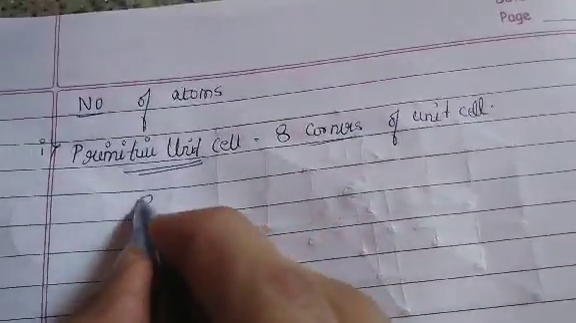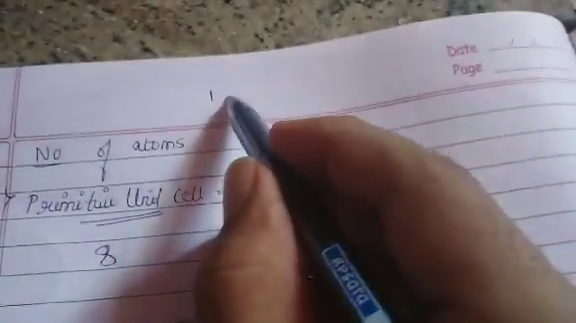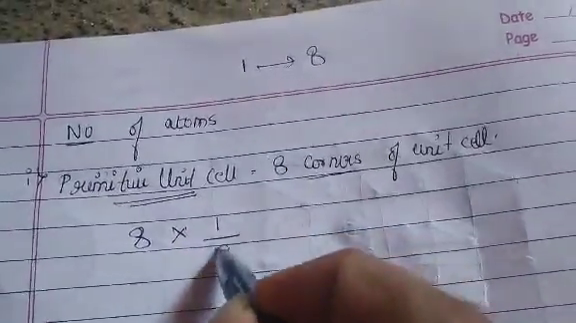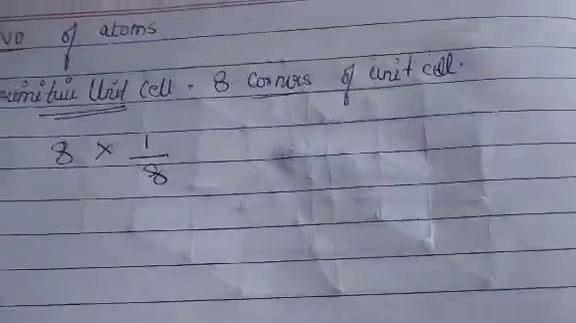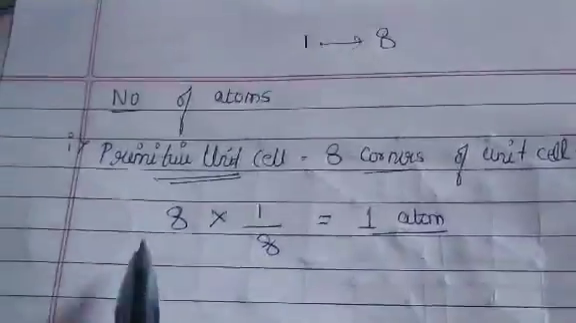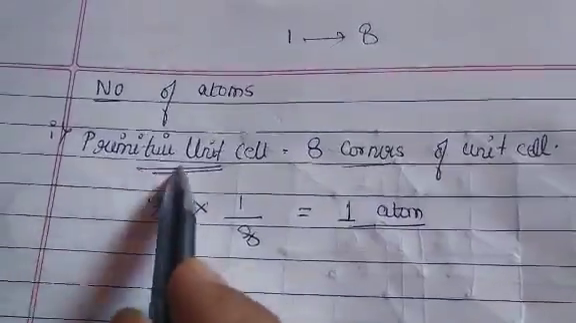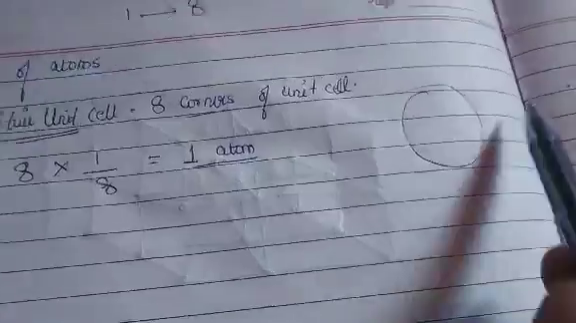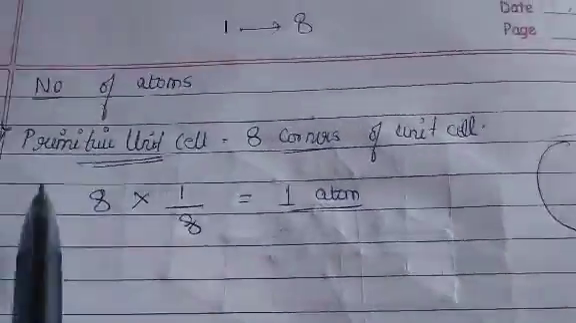We know that in a primitive unit cell there are 8 corners. If one corner is bonded with respect to 8 unit cells, then such 8 corners give 8 into 1/8. That gives you the number of atoms as 1 atom. So in a primitive unit cell, such one whole atom is present.